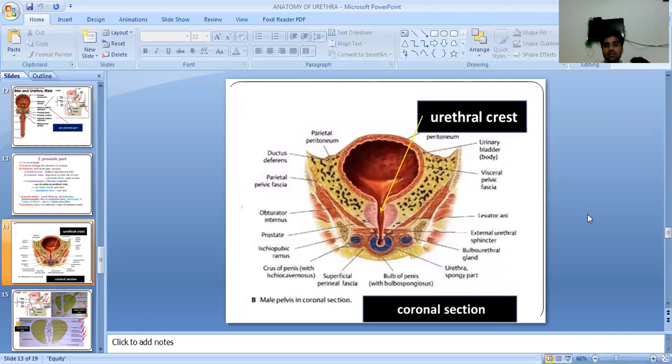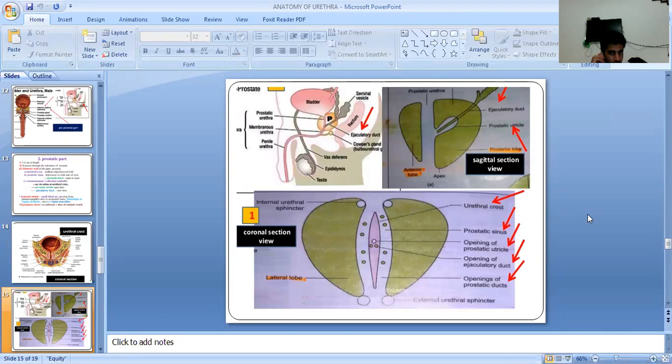In this picture, as you can see, the coronal section of the urethral system and the structures around it. In this picture, as you can see, all the structures in sagittal section. The upper picture is the sagittal section, the lower picture is the coronal section.